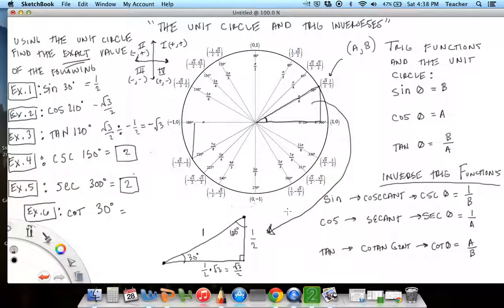So now we have cotangent of 30 degrees. The cotangent of 30 degrees is a over b. So we have 30 degrees. Cotangent is a over b, which is square root 3 over 2 divided by 1/2. What we're going to do is flip that, and so we get square root 3 over 2 times 2 over 1, which equals 2 square root 3 over 2, which our end result is square root 3.